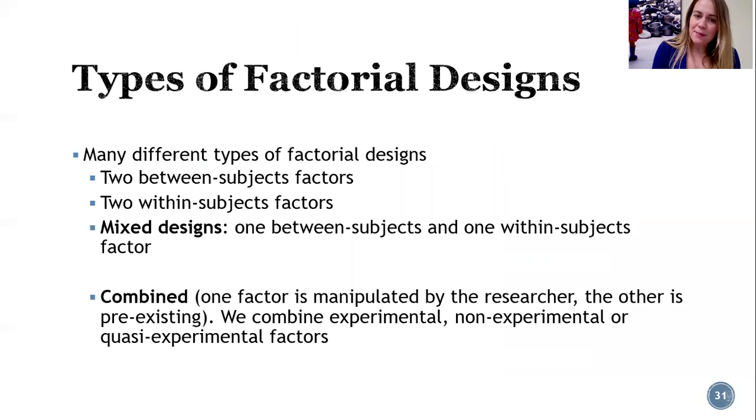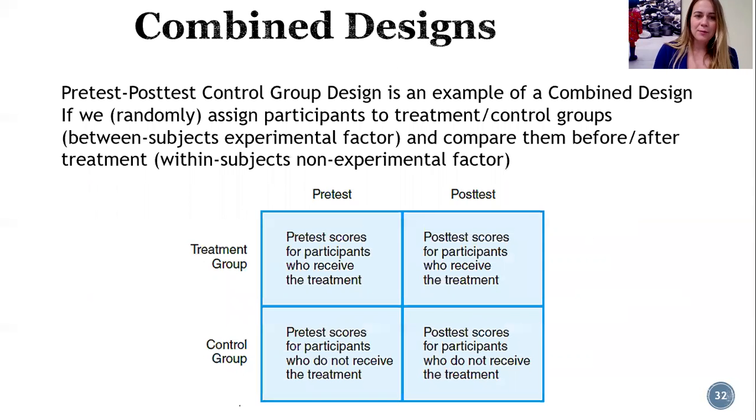We can also have a combined design where one factor is manipulated by the researcher and the other is a pre-existing factor, and we can combine them in the same design. So a pre-test, post-test control group design can also be an example of a combined design if we were able to manipulate that independent factor of treatment group.